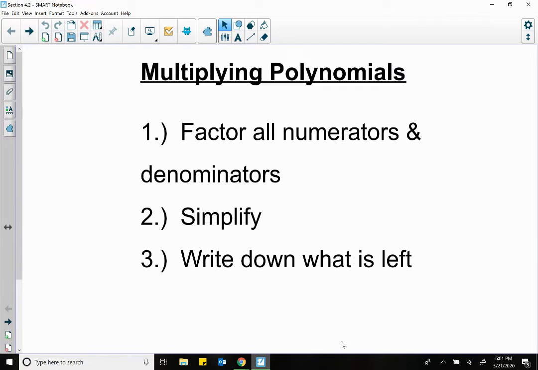When you're multiplying, you're going to make sure that everybody's factored, all numerators, all denominators. From there, you're going to simplify. Remember, we just talked about that in 4.1. Simplifying is crossing off what's in common from top to bottom, and then all we do is write down what's left. You're really not doing any multiplying in this. It's really, really cool. So let's take a look at some problems.